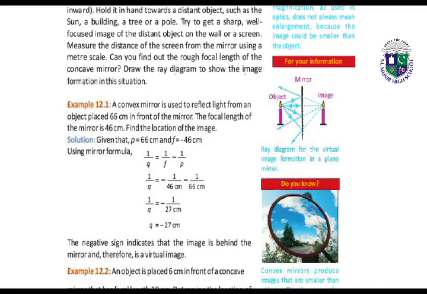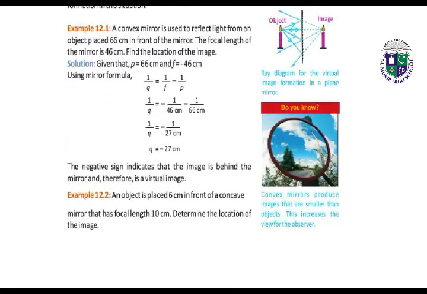Now we have example 12.1. A convex mirror is used to reflect light from an object placed in front of it. The distance of the object is 66 centimeters, so the value of p is 66 centimeters. The focal length of the mirror is 46 centimeters, so f is equal to 46 centimeters.